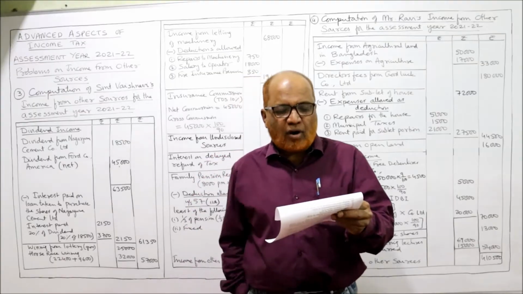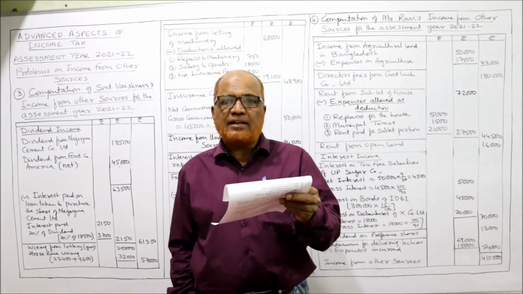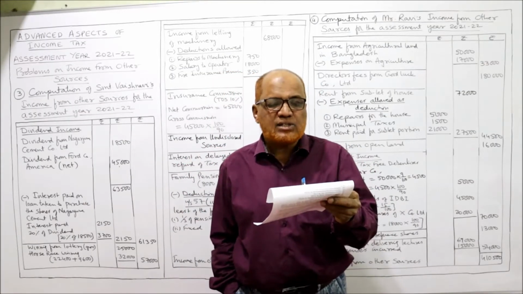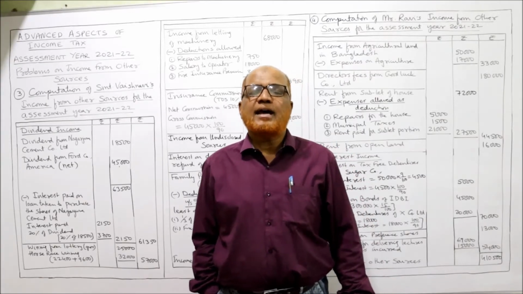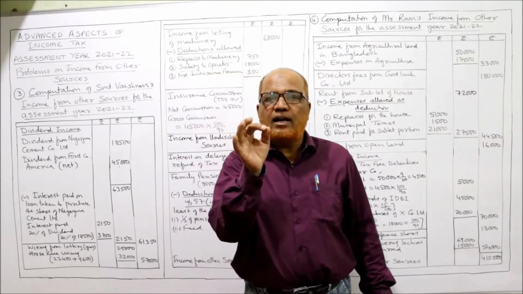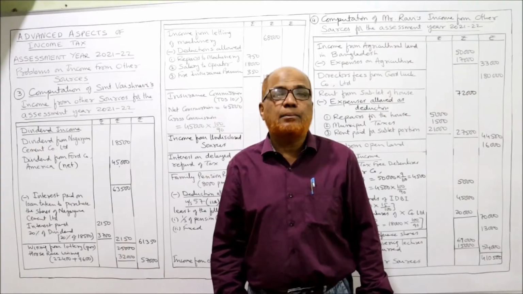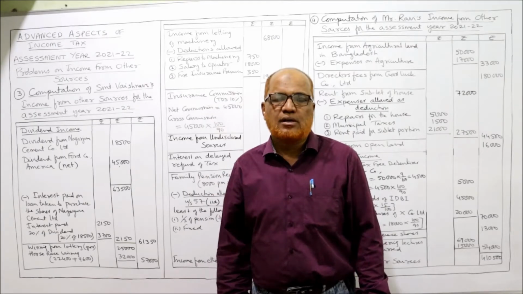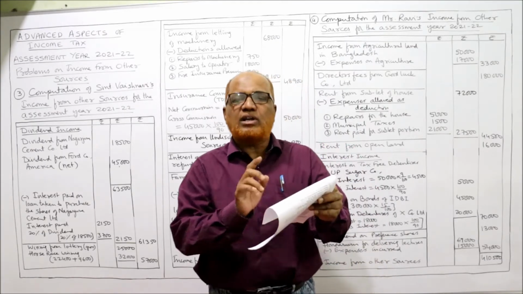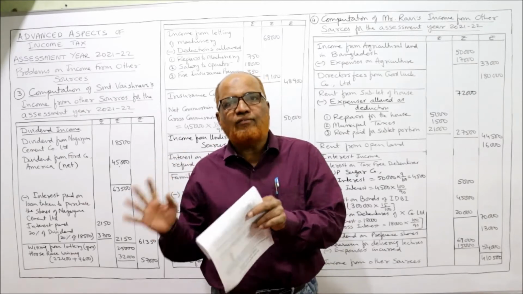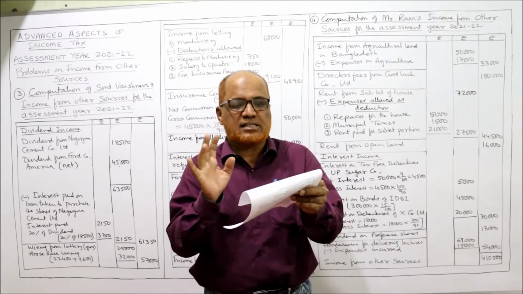So we compute how much is 20% of dividend income. Next, dividend from Ford Company America, 45,000 is the net amount after TDS of 15,000. The Income Tax Act says the foreign dividend will be taxable on net basis, not on gross basis. The net dividend received is 45,000. So we should take only 45,000, we should not take TDS.